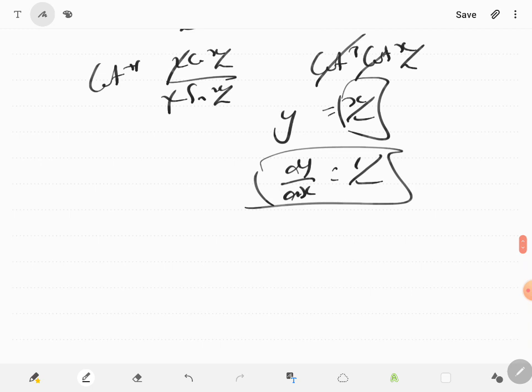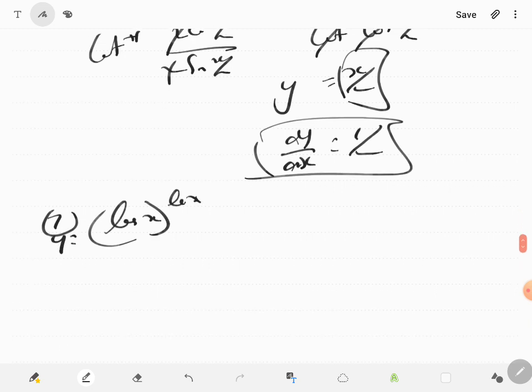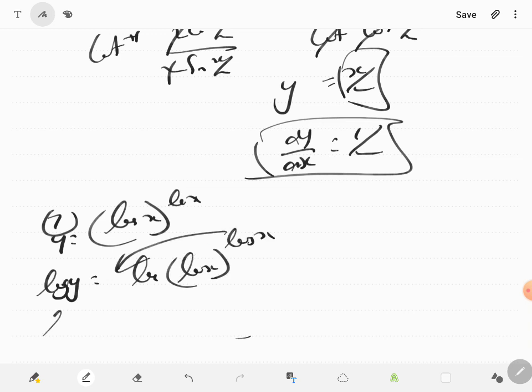The next question is the seventh question, which is log x the whole to the power log x. Just consider it as y. It's like the x to the power x format, applying log on both sides. Log y, because it's not log x to the power n for you to bring it forward. It's log x the whole to the power, so you need one more log. So log y is equal to log of log x the whole to the power log x. Now I can bring this forward. Log y is equal to log x into log of log x.